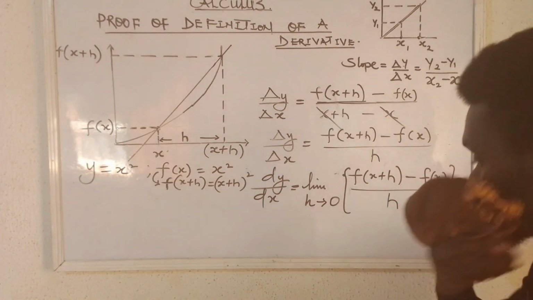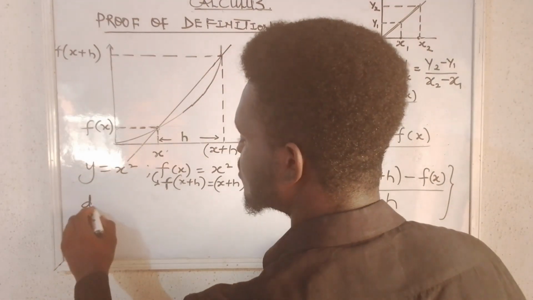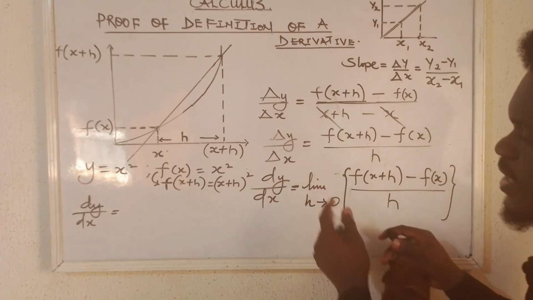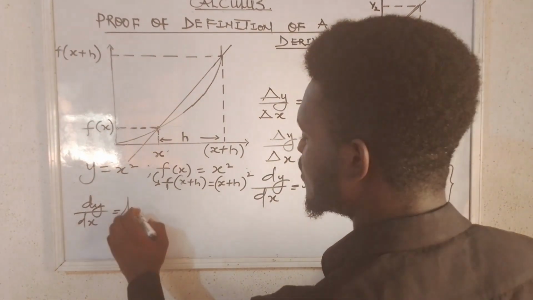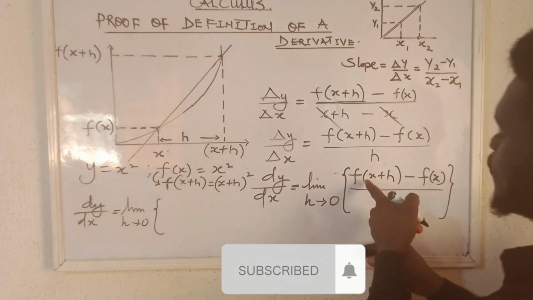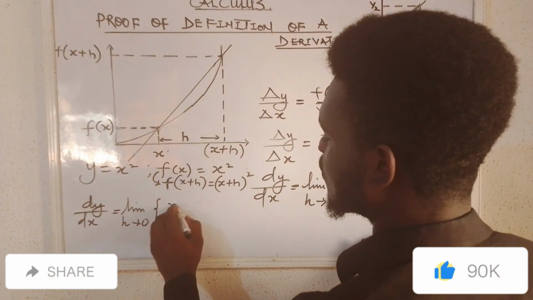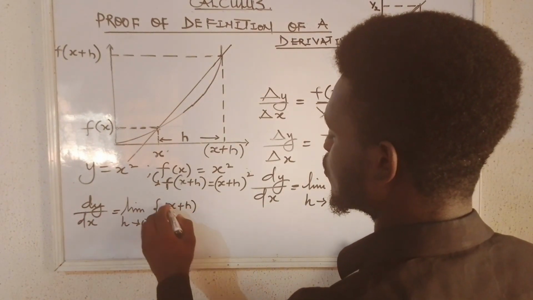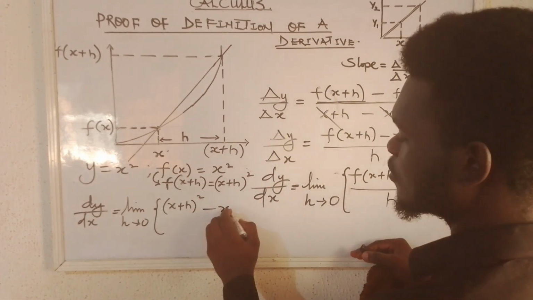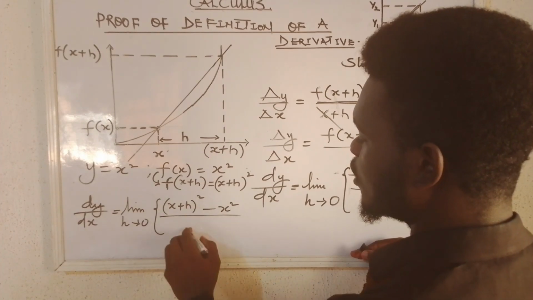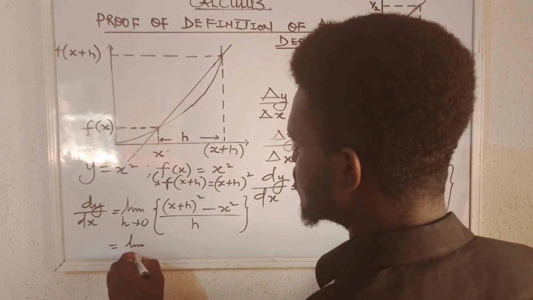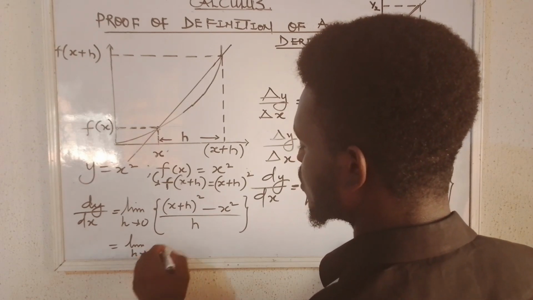So once you have noted that, let's substitute it into the formula to get dy/dx. We have the limit as h tends to 0. Now what is the function of x plus h? That is x plus h all squared. Then minus the function of x, that is x squared, over h.